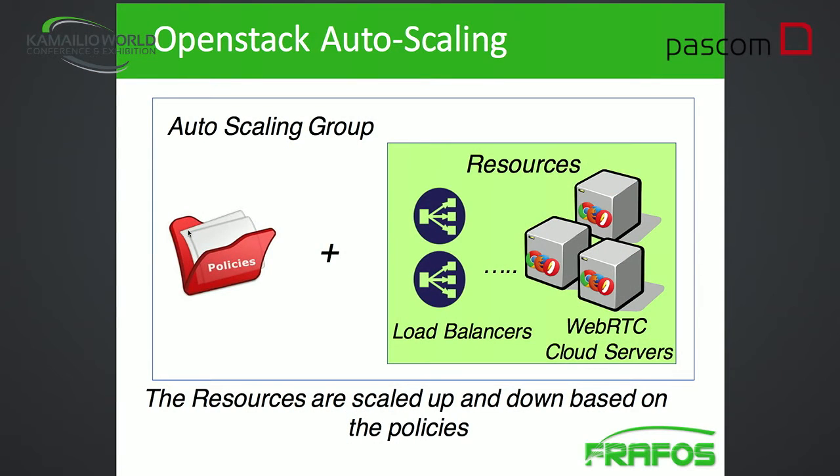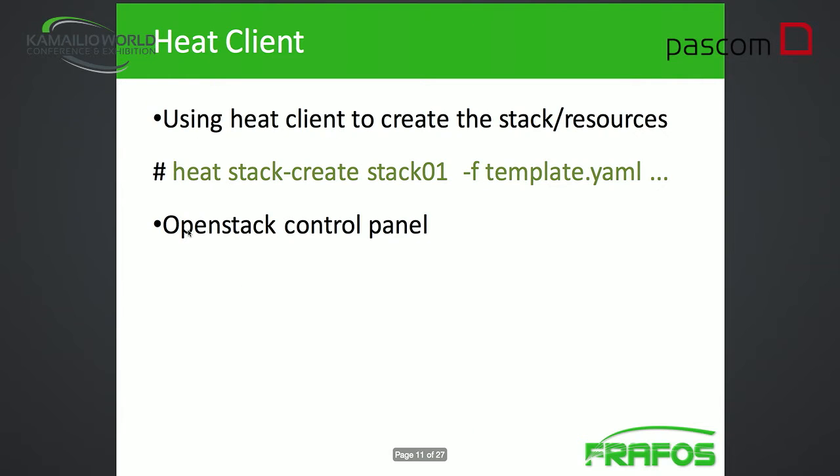We have what is called an auto-scaling group. We have the resources and we have the policies which we want to apply on these resources. Mainly, we have the WebRTC cloud servers and we have load balancers. And the resources, in our case the servers, scale up and down based on the predefined policies. The policies are defined in a simple text file.